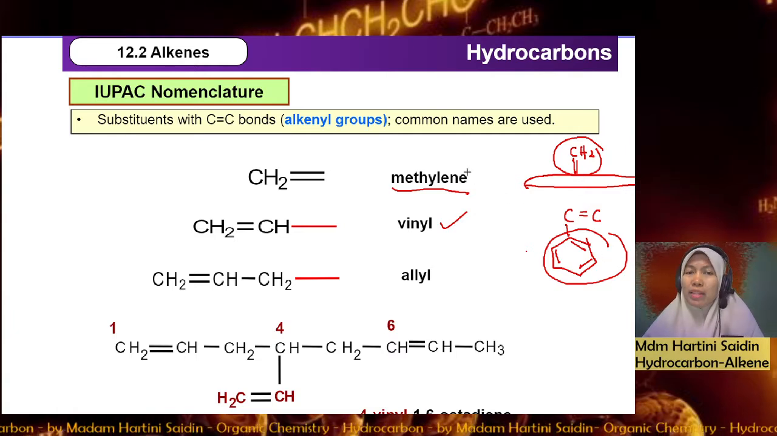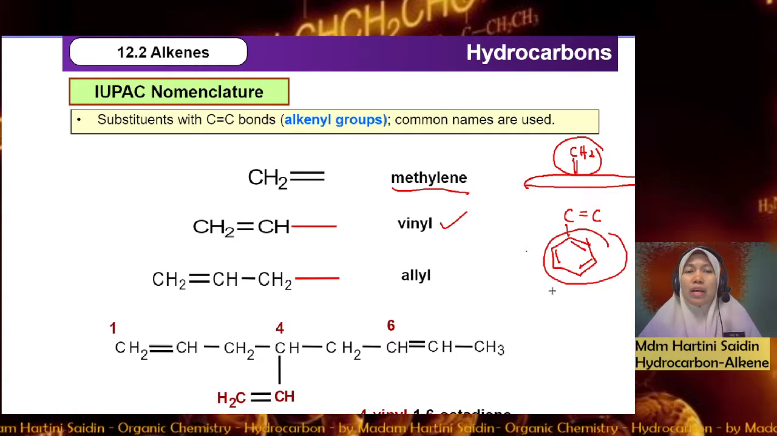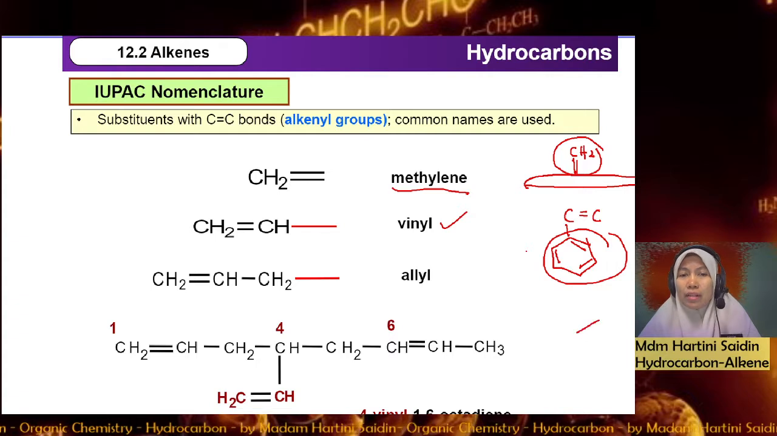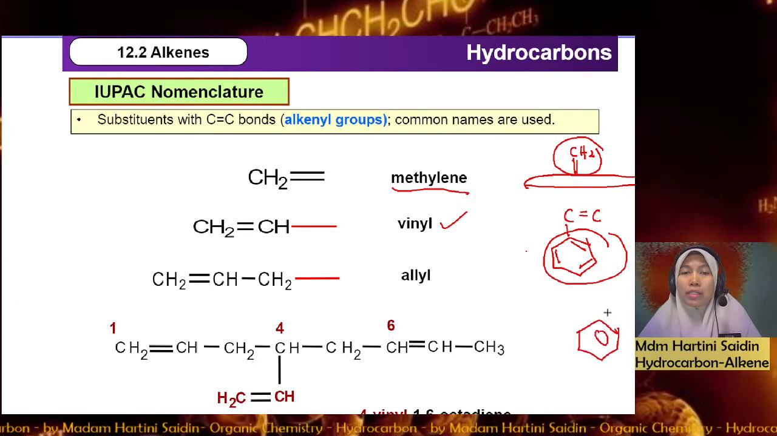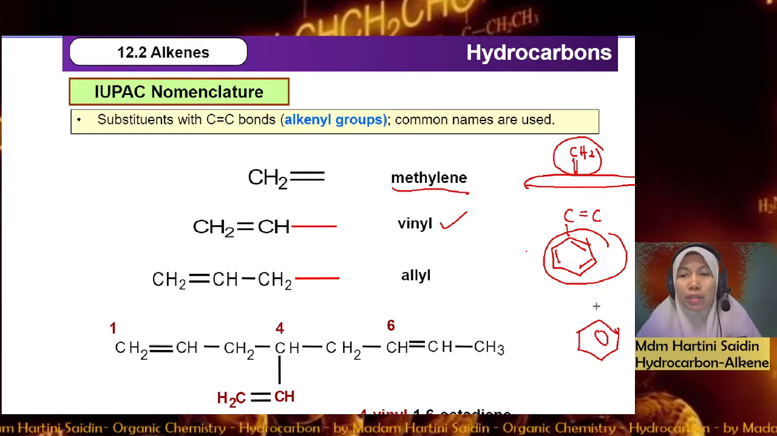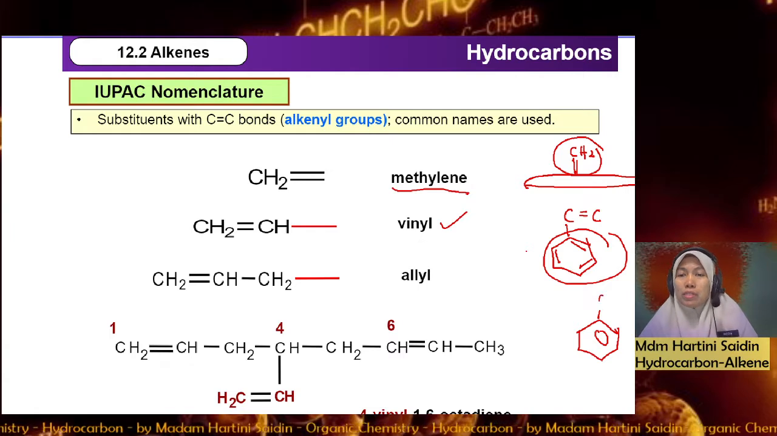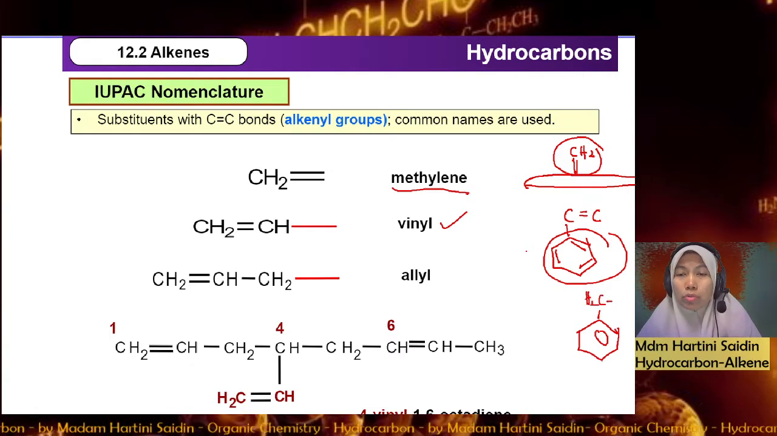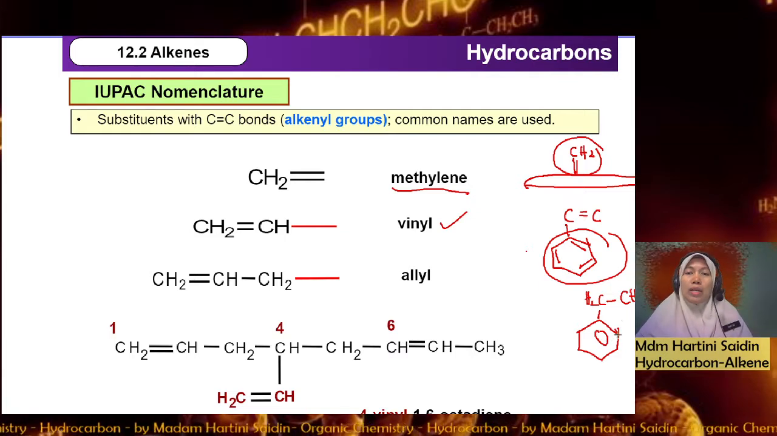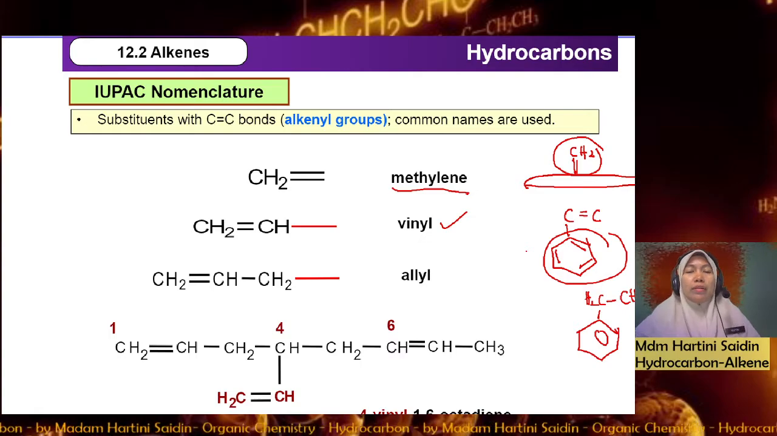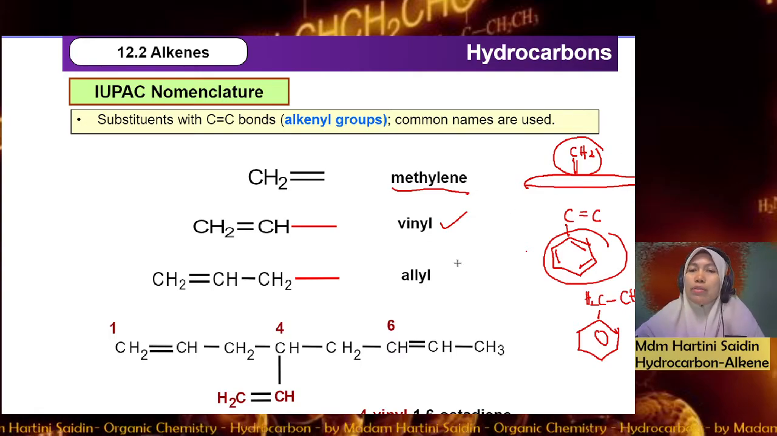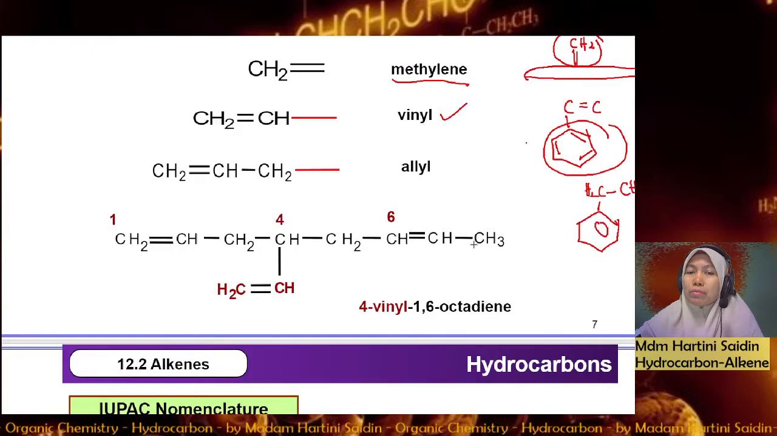Okay, kita ada methylene, kita ada vinyl, and then kita ada allyl. Allyl ni, okay, dia adalah tambahan kepada yang atas. So the formula is CH2, CH, double bond, CH2. Okay, this one we call allyl. So methylene, vinyl, allyl.